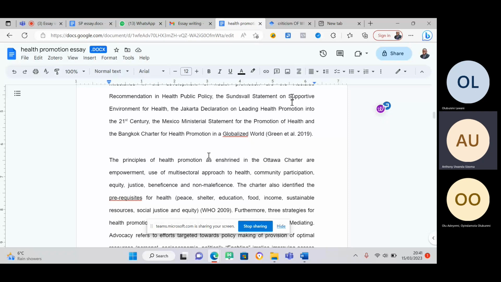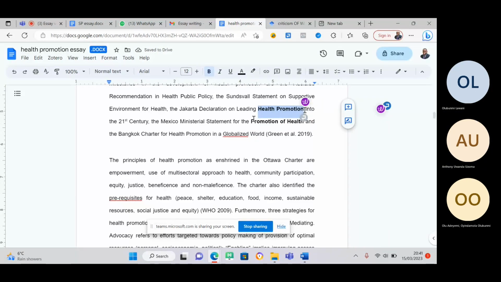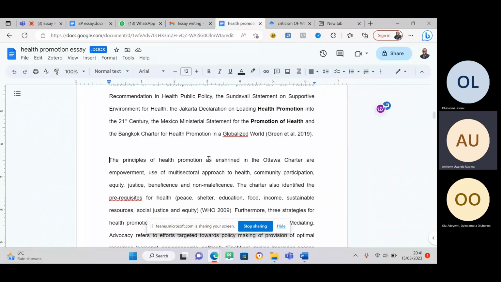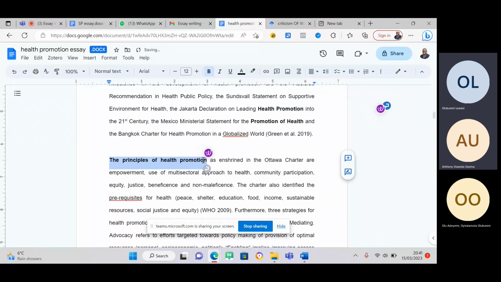Now look at this one here. Towards the ending, I was mentioning something. Can you see the keywords here? Health promotion. Are you seeing promotion of health? Yes. These are keywords. I'm gradually telling the reader that I want to write about health promotion by echoing those keywords. Now, what is the next section? About health promotion. Are you seeing that? Yes.